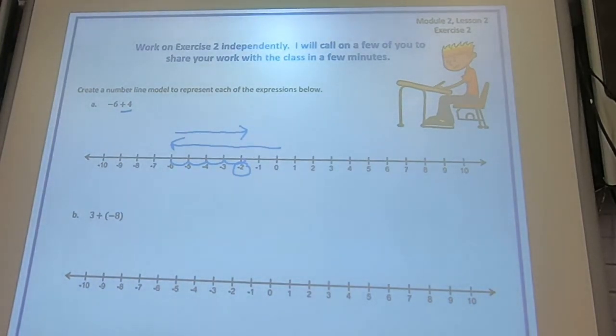Alright, B is 3, so I'm going to go, it's positive, so I'm going to go right 3. And then it's plus -8. So I'm going to count my places. So there's 1, 2, 3, 4, 5, 6, 7, 8. So I should end up right here. So my answer is -5. So hopefully you're starting to see the pattern for how you actually add these.